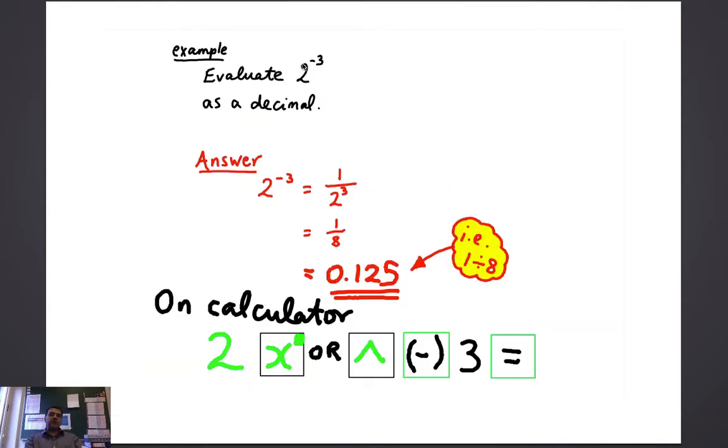So here's an example. 2 to the power of minus 3, evaluate that as a decimal. So we can write down 2 to the power of minus 3 is the same as 1 over 2 to the power of 3. And that's the same as 1 over 8, because 2 to the power of 3 is 8. It's just 2 times 2 times 2. So we've got 1 over 8, which means 1 divided by 8, which is 0.125, which you might have been able to do without a calculator.